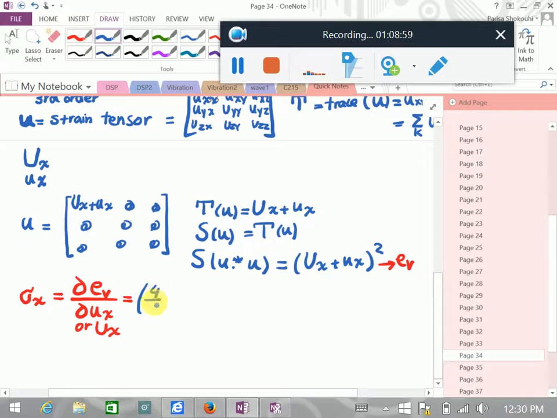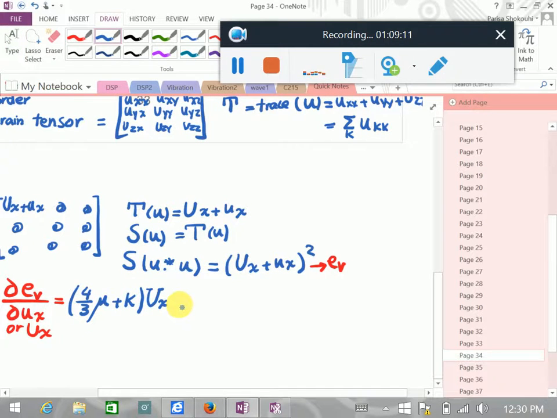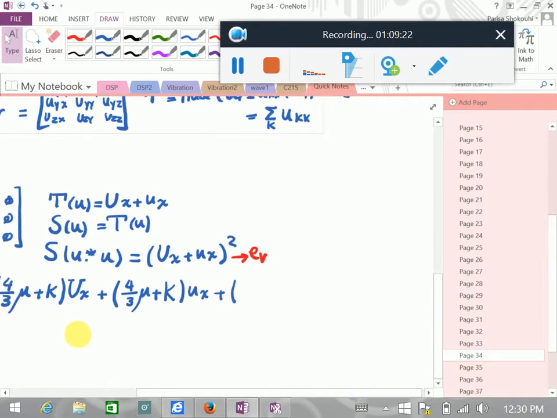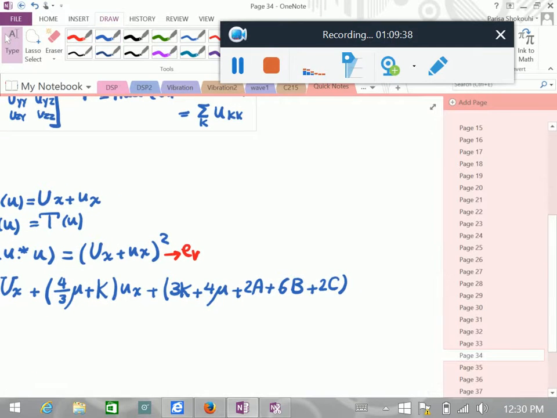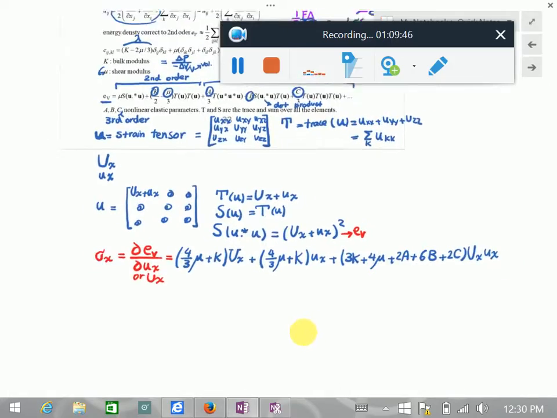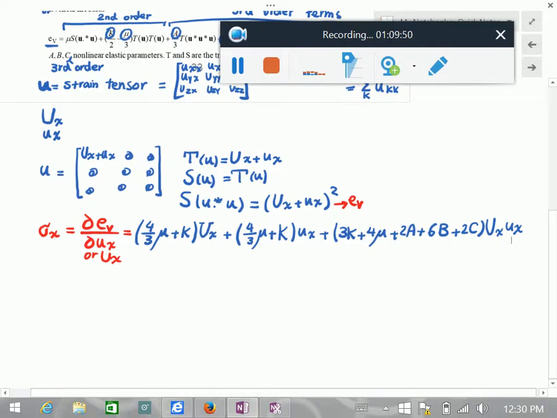So 4/3 of mu, which is g, plus k, ux, plus 4/3 of mu plus k, small ux, and then 3k, 4 mu, 2a, 6b, 2c. Yeah. So what is this? This is sigma x.